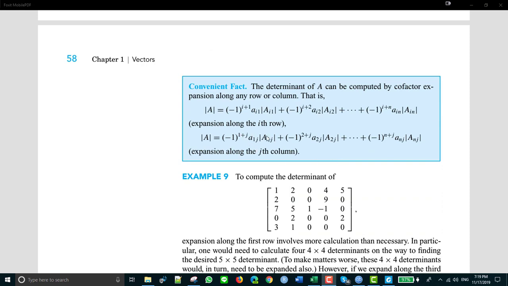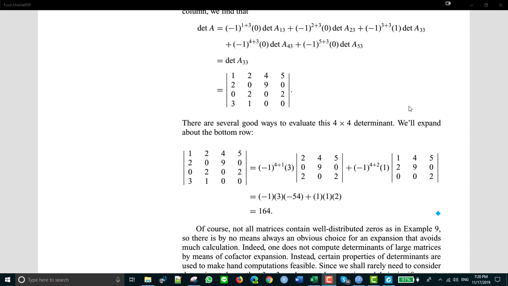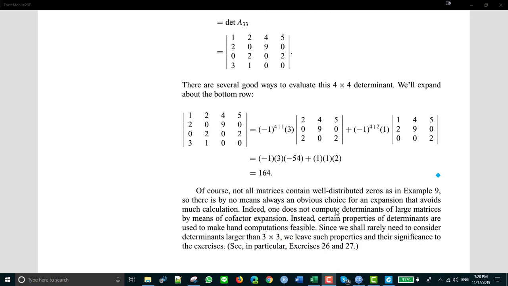In other words, instead of starting here and crossing out that and that, you could start here, cross out this and this, and you'd have this and this and this and this. So you can do that. You can read through this to see an example. Here there were some zeros, which makes the calculations very easy, but there aren't always such zeros in a matrix. And then she says one does not compute determinants of large matrices by means of cofactor expansion. Instead, there are certain properties of determinants that are used to make hand computations feasible. Apparently they will be covered in the exercises.